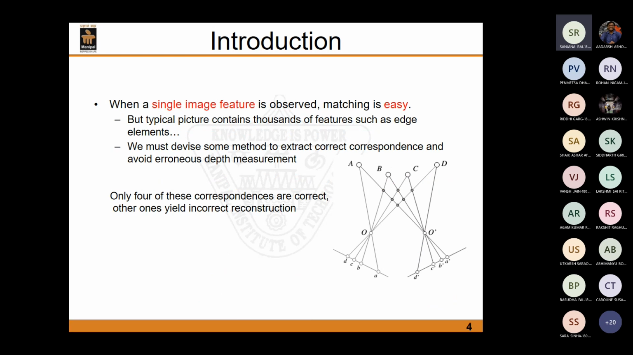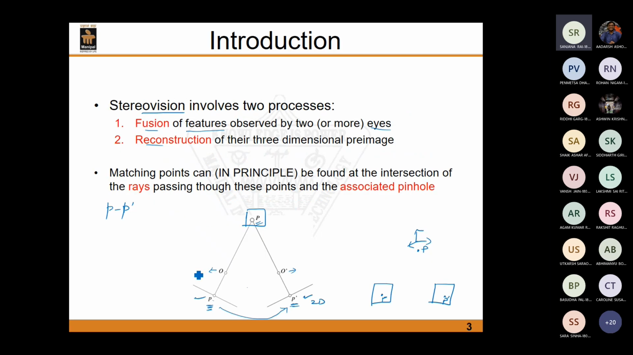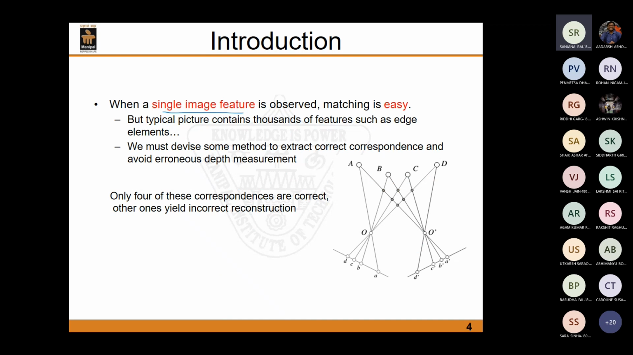So if we are using a single image feature, as we just saw earlier, the matching would be easy. In this case, we considered only one single point, and we then tried to find the corresponding point in the other image, and using these two points, we joined the lines and got the point of intersection as capital P. It is as simple as that if you're just considering a single image feature.